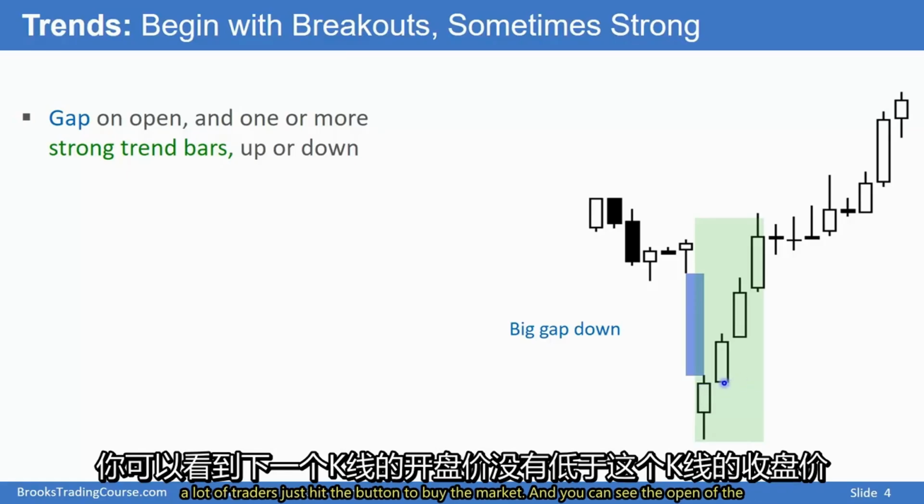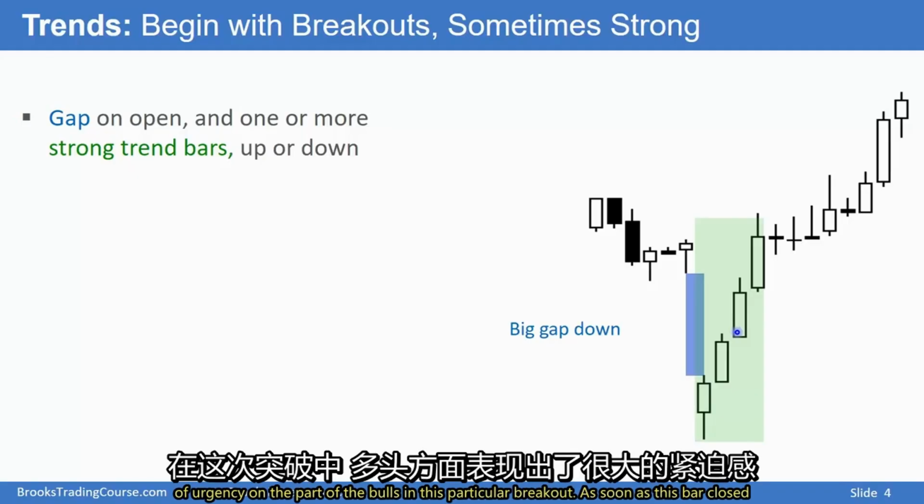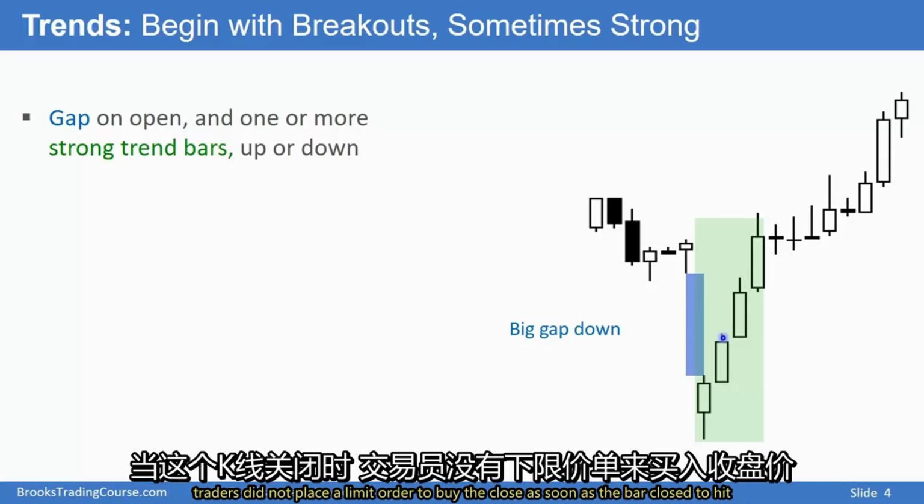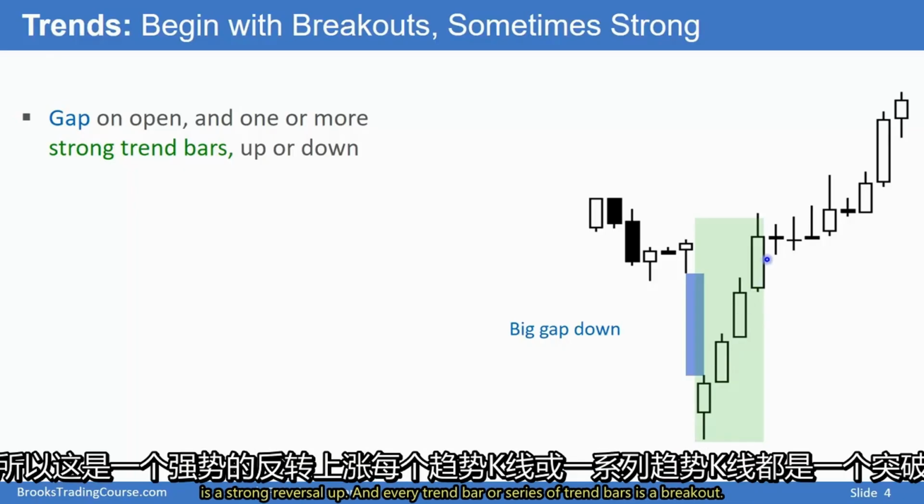And you can see the open of the next bar did not fall below the close of this bar. And the same thing here. There's a lot of urgency on the part of the bulls in this particular breakout. As soon as this bar closed, traders did not place a limit order to buy the close. As soon as the bar closed, they hit buy the market. And so the low and open of this bar never fell below that close. So this is a strong reversal up.